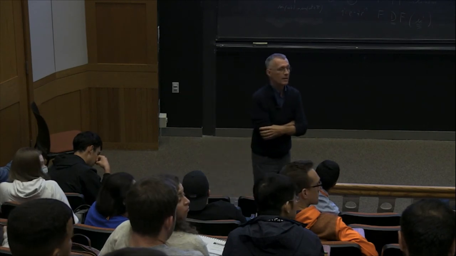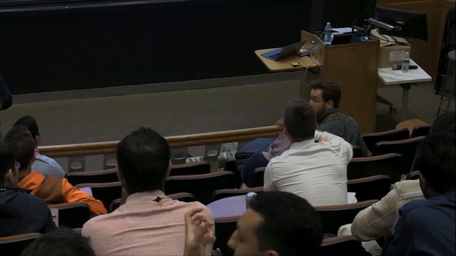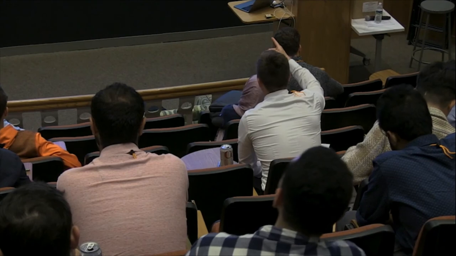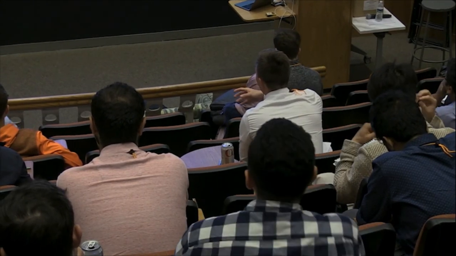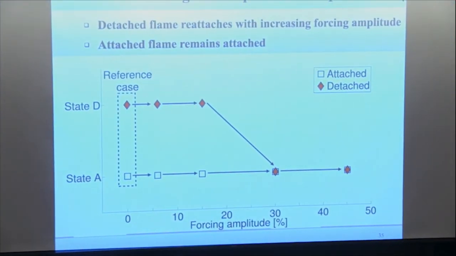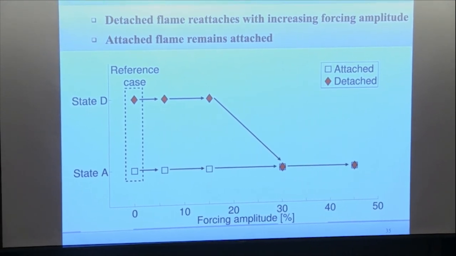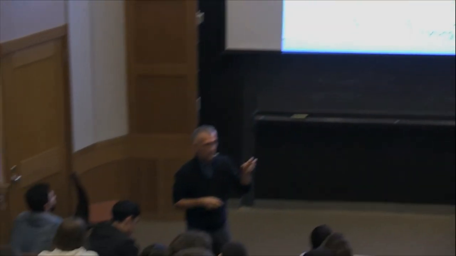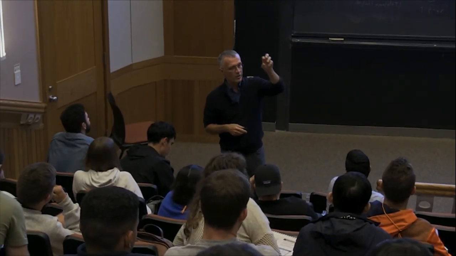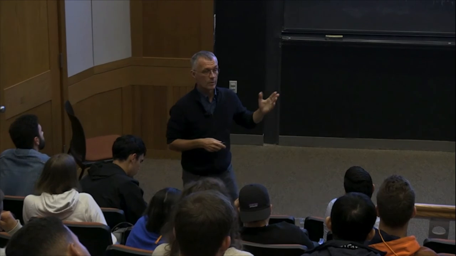Yes? Just a quick one about the pulsation amplitude. You said 45% is quite large. Yeah, it's very large. Is there a minimum amplitude at which they can reattach the flame? Yeah, actually, we tried, I think it's here, we tried at 30 and 30 was not enough. It seems a bit strong. Well, also, you have to realize that when they do that, at the same time, they increase the velocity of the air continuously. So this is strong too. So we don't really know now.